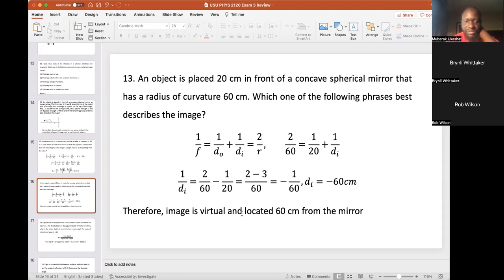Okay, so the image is virtual and located 60 centimeters from the mirror. That's behind the mirror. So the image distance is 60, but negative, so it's behind the mirror. The negative just tells you it's a virtual image, basically. If we found the image distance to be positive, it would have been a real image instead of virtual. So that will help you know how to describe your image. Does that make sense?